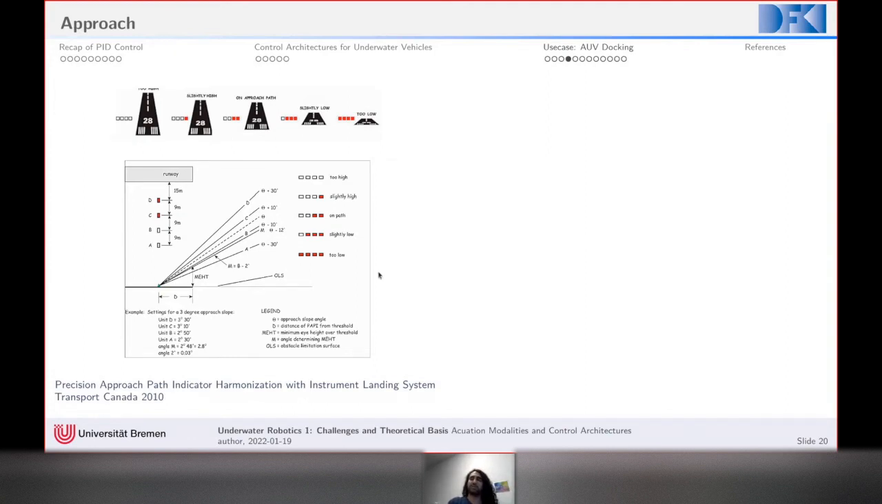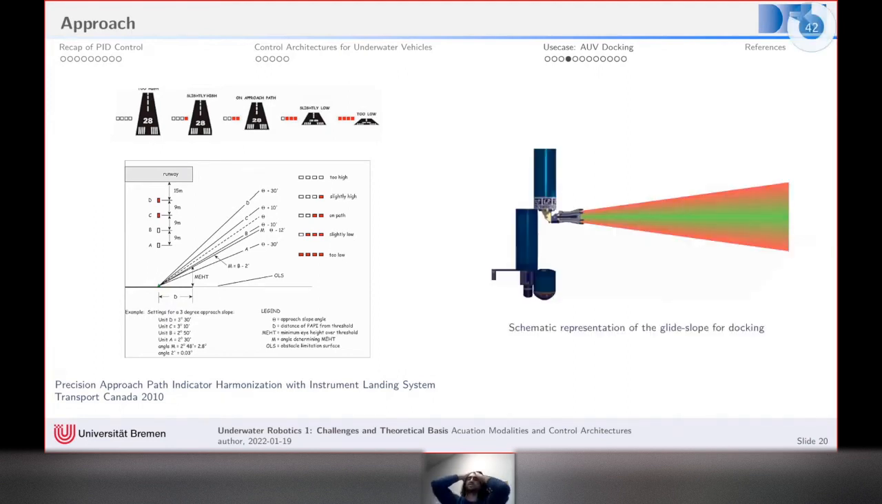What we did was take the same idea and try it with our docking station that you just saw. This docking station is part of the Europa Explorer, and was designed in the Europa Explorer. You can see it's a very narrow docking station, which makes it quite a bit harder for us to dock.